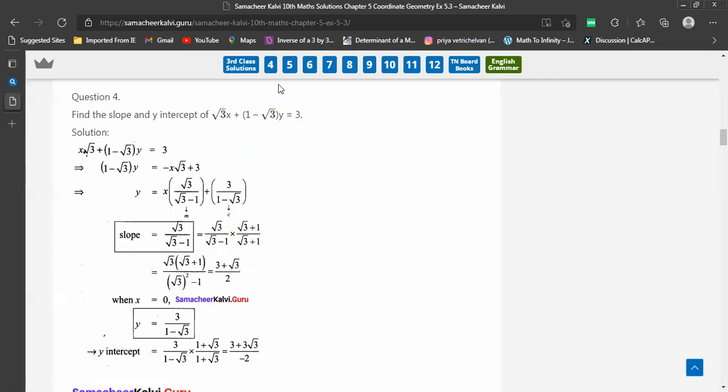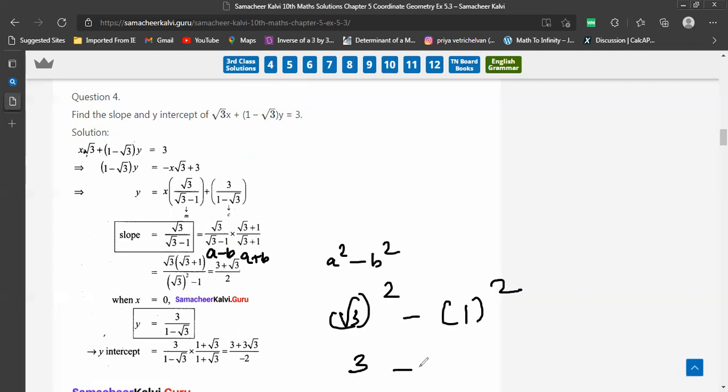The denominator can be written in the form of a square minus b square. Okay, so a square is going to be root 3 the whole square and b square is going to be 1 square. So root 3 the whole square is nothing but 3, and 1 square is 1. So 3 minus 1 is 2. So that will be your denominator.